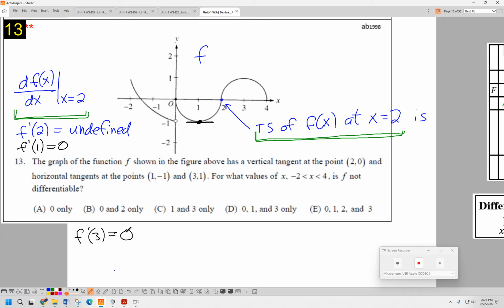Question says, for what values of x is f not differentiable? Okay, new word. F is not differentiable. That means where is the derivative of f non-existent or undefined? That's what it's looking for. Where is the derivative of f undefined? So here's a box to help you. It's on your notes.